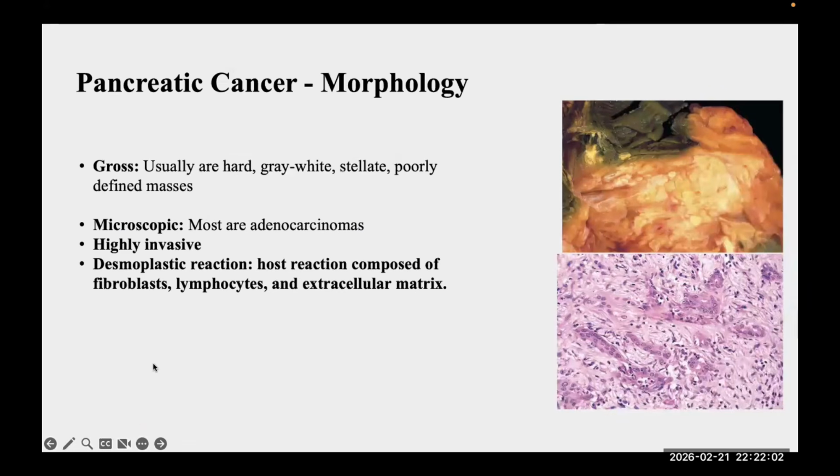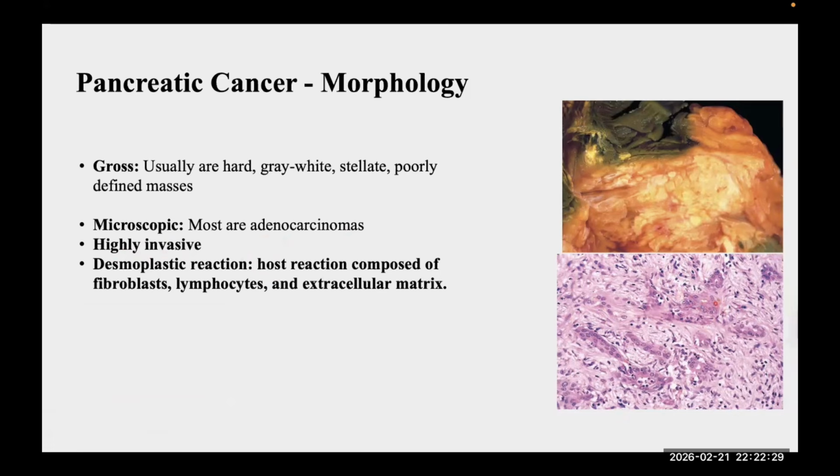Yeah, so morphologically, the gross presentation of the pancreas would be a hard, gray-white, poorly defined mass. Mostly they're adenocarcinomas, so the type of cancer that we see in the pancreas is usually an adenocarcinoma. It is a highly invasive cancer, and there is a desmoplastic reaction. A desmoplastic reaction is basically the reaction of the surrounding cells to the cancer cell.